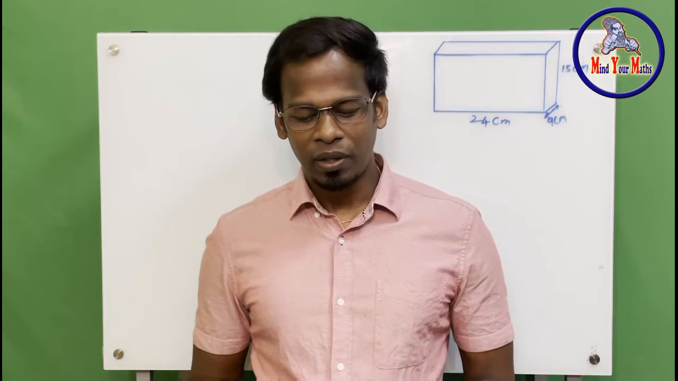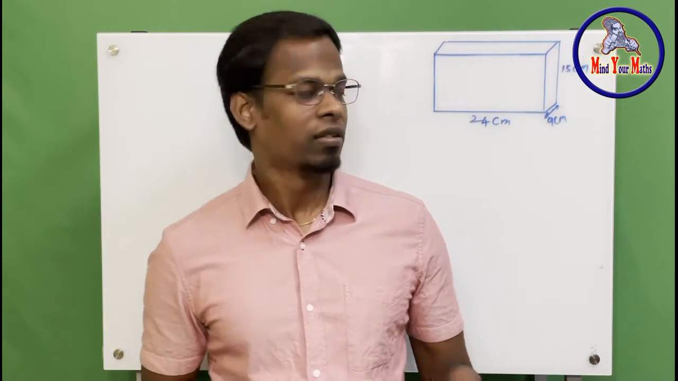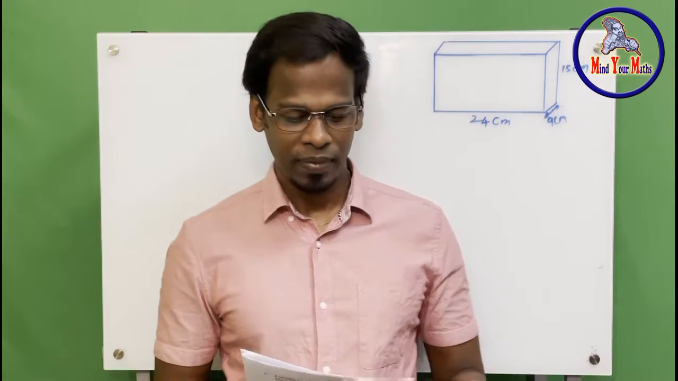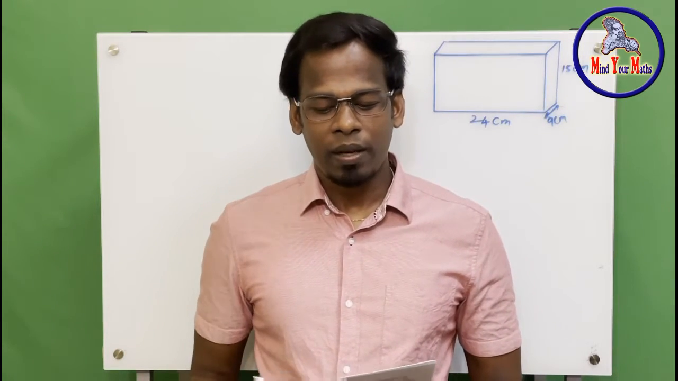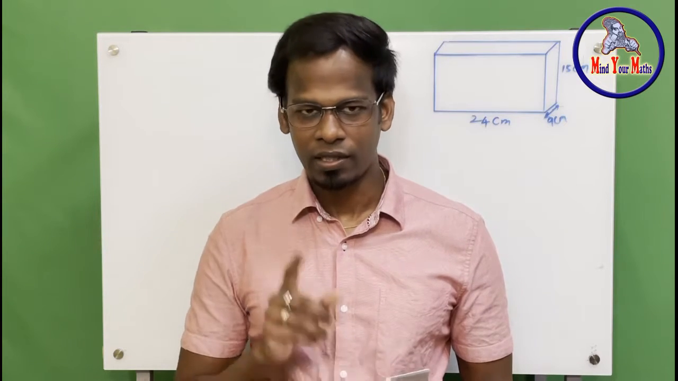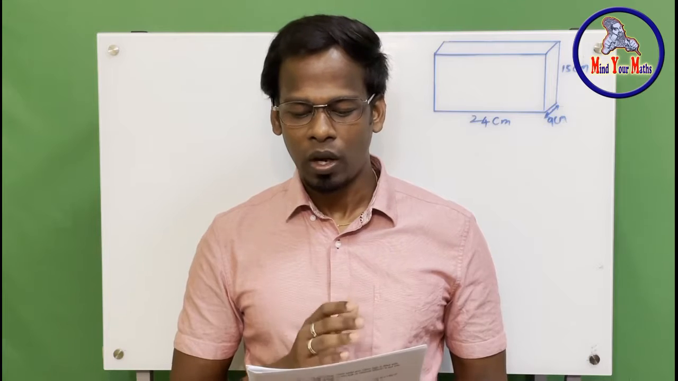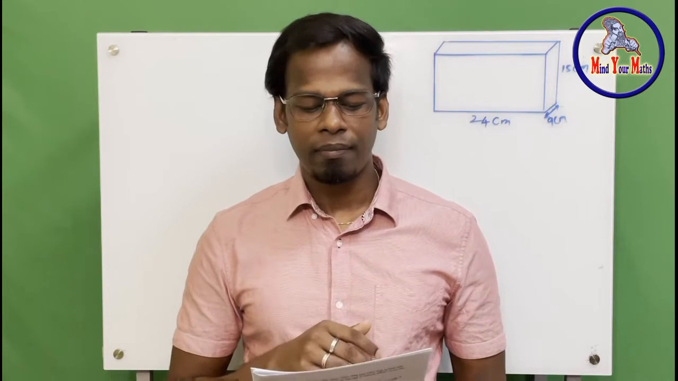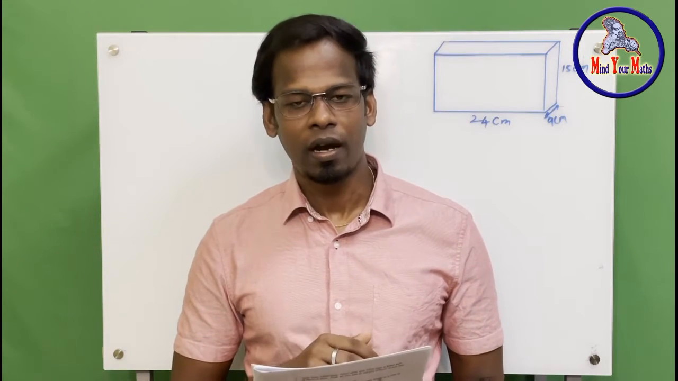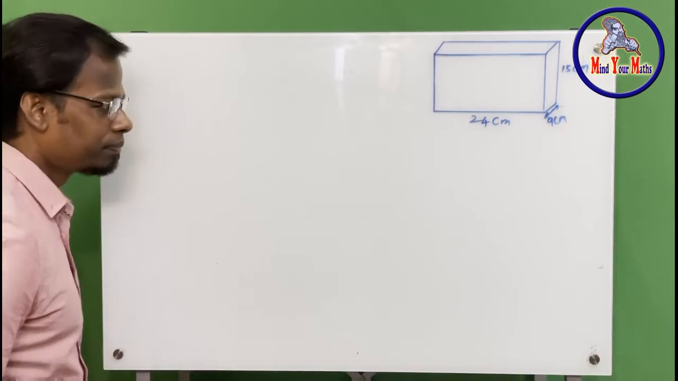The diagram below shows a rectangular wooden block with its dimensions. Find the maximum number of 2 centimeter cubes that can be cut from it. That's question 1. Question 2 is how much of the wooden block would be left after the maximum number of cubes have been cut from it. Let's see how to solve this problem.